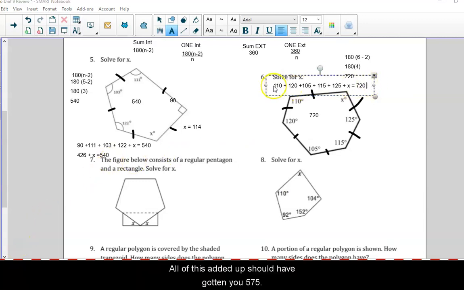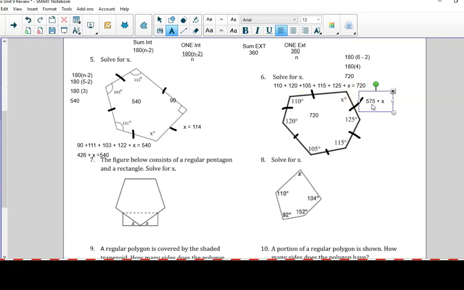Now all of this added up should have gotten you 575 equals 720. And just subtract 575 from both sides, and that will get you 145. So 145 degrees is x. Same thing for 8.